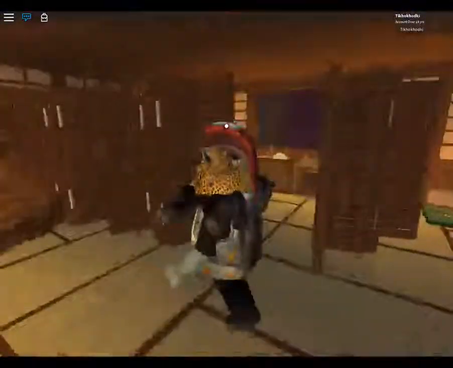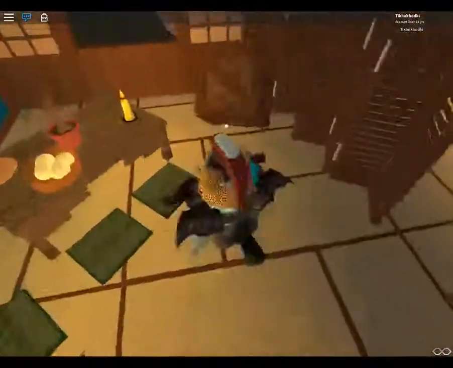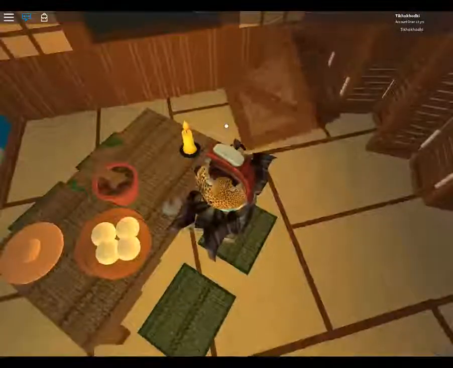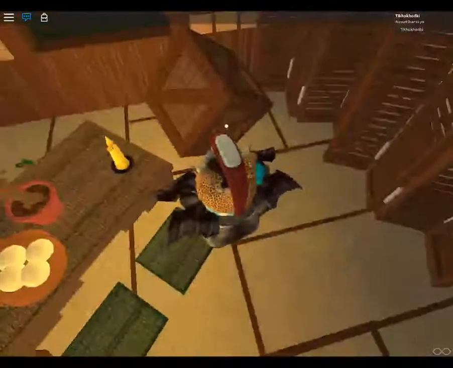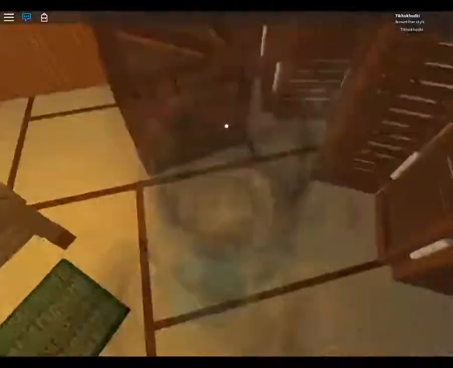Well, we did. Oh, it moved. This is a box. Hako. Put it back in position.